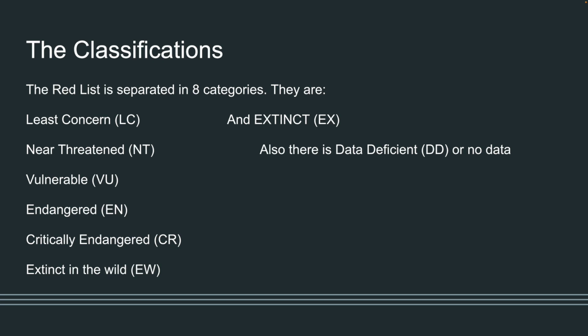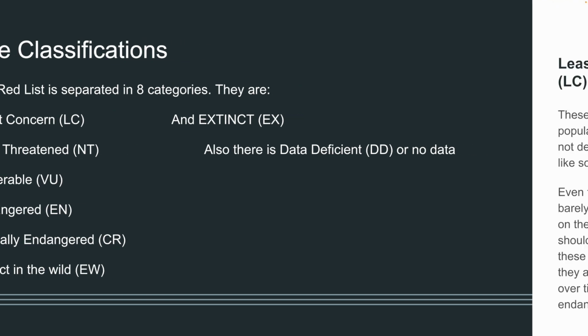Classifications, it's in 8 categories. They are least concern, near threatened, vulnerable, endangered, critically endangered, extinct in the wild, and extinct. And there's also data deficient or no data. These are in order from the best to the worst, so the best is least concern, the worst is extinct.